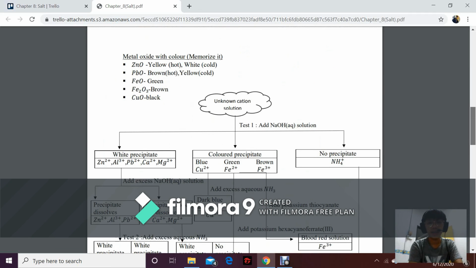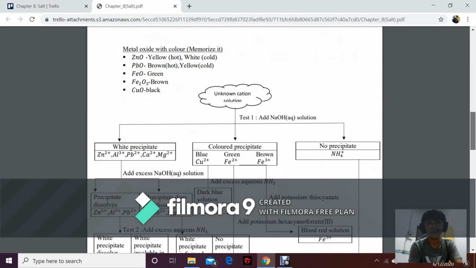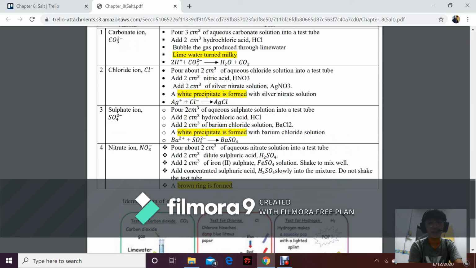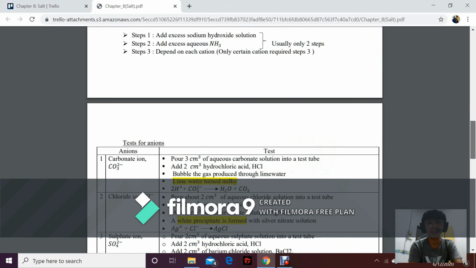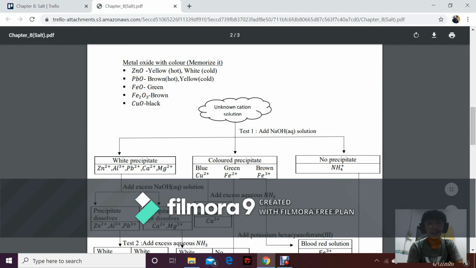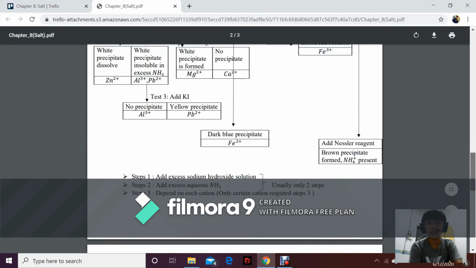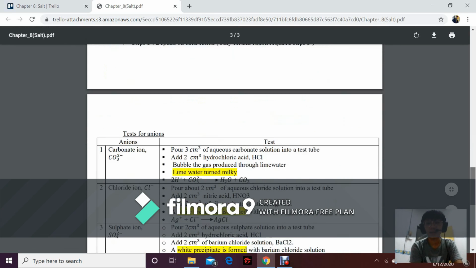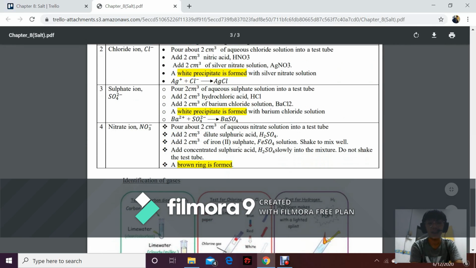So there are another two parts for you to analyze the salt, which are the testing for cation and also the testing for anion. We will not discuss it now.